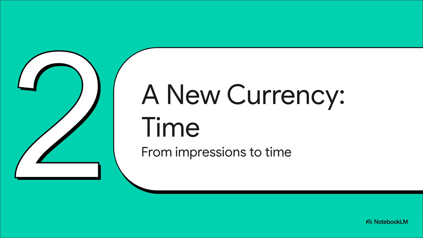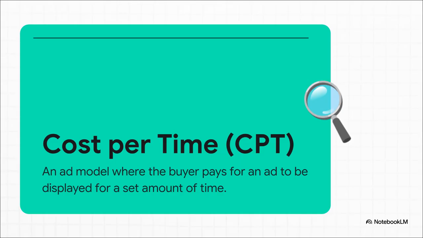Forget about counting something as fleeting and unreliable as an impression. What if instead we measured something universal? Something that every single one of us understands. What if we measured time? And this is where cost per time, or CPT, comes into play. The definition is refreshingly simple. Advertisers pay for their ad to be displayed for a guaranteed amount of time, not for a certain number of views that might happen, but for a fixed, guaranteed duration.